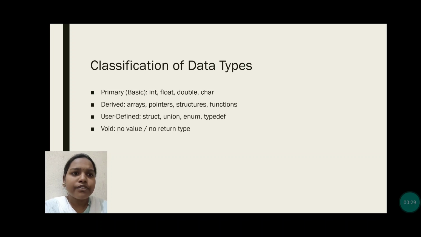Classifications of data types. Data types are classified into four main types: primary data types, derived data types, user defined data types, and void data types. Primary data types are also known as basic or fundamental data types, and these are integer, floating point, double and character data types. Derived data types are arrays, pointers, structures and functions. User defined data types are structures, unions, enumerated data types and type definition data types. And void data type has no value and no return type.